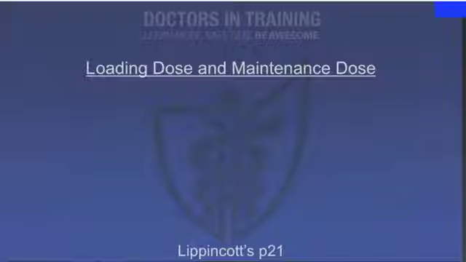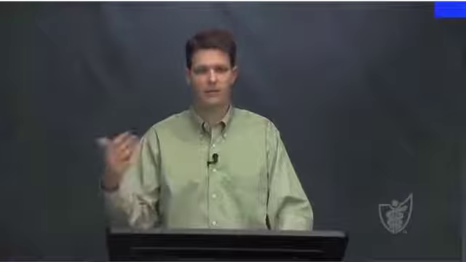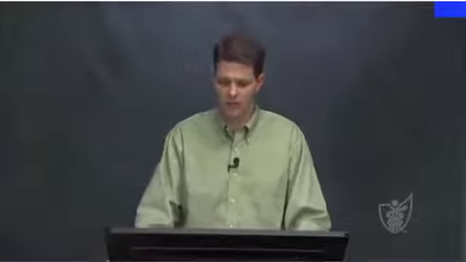So we're going to go out of order for a minute and talk about loading dose and maintenance dose. Sometimes you can't wait 4 or 5 half-lives to get a patient to a desired drug level. They might get sicker, they might die while you're waiting. So instead of just waiting, we give a loading dose. We give a higher dose in order to get the drug level up into the therapeutic range. And then you start the infusion to maintain the steady state. That maintenance level is called a maintenance dose. So we have a loading dose and a maintenance dose.